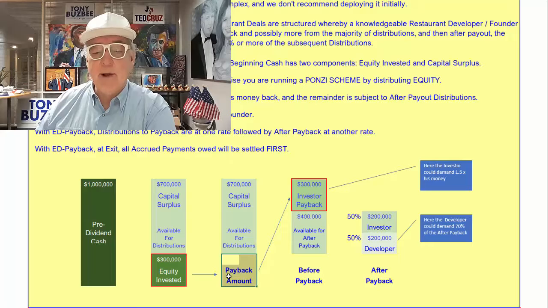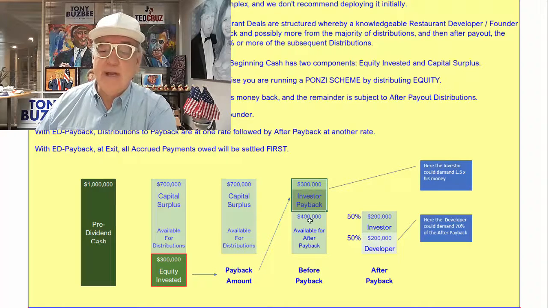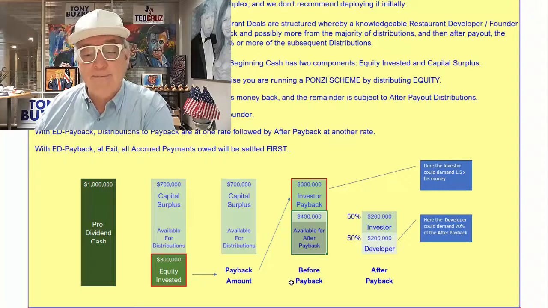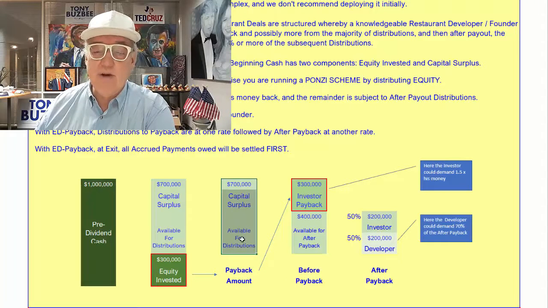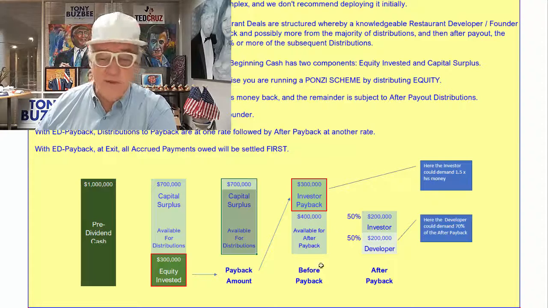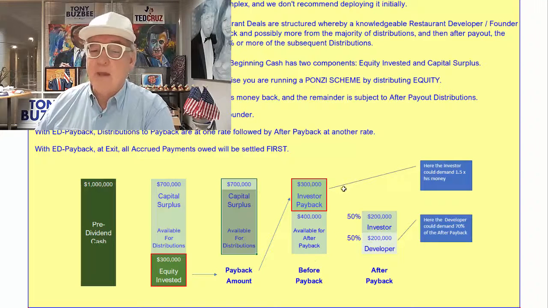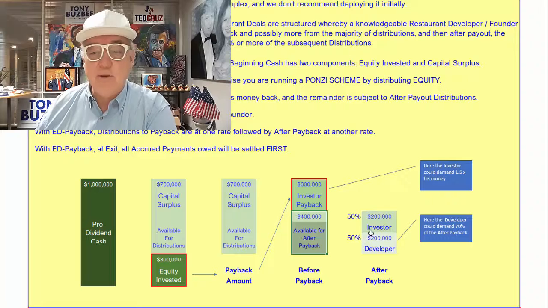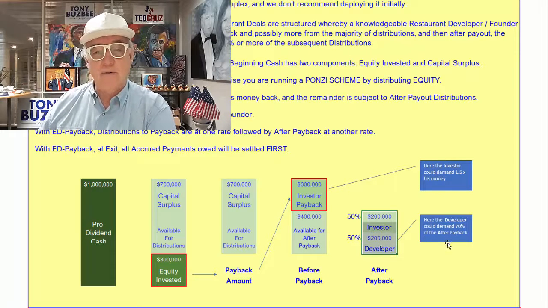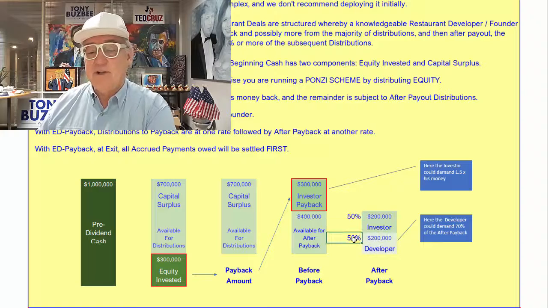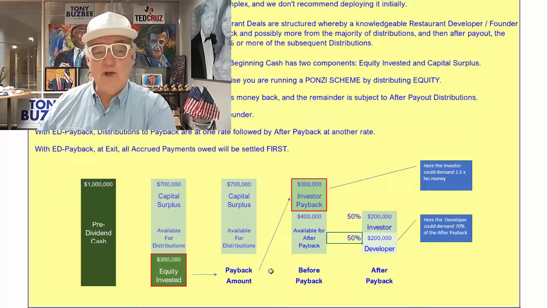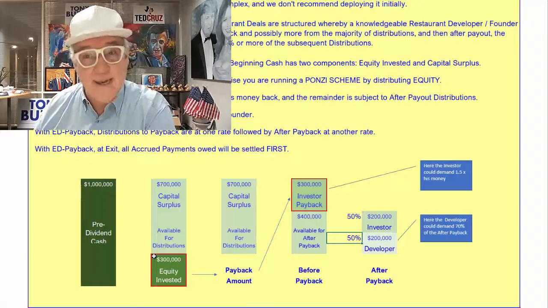So that $700,000 capital surplus is available for distributions. To pay back somebody, which is going to happen first, you got to pay back $300, possibly a multiple. So the minimum is $300. That leaves $400 available for after payback. So remember, you got $700 for distributions, but first off the top is the investor payback of a 1-to-1. Now, it might be 1.5-to-1, so go $450 or whatever. So now, what happens is the after payback is again subjected to a formula. Maybe it's 50-50 to the investor and to the developer. And that's what we're going to show you how to do. It'll all be there in the calculations.